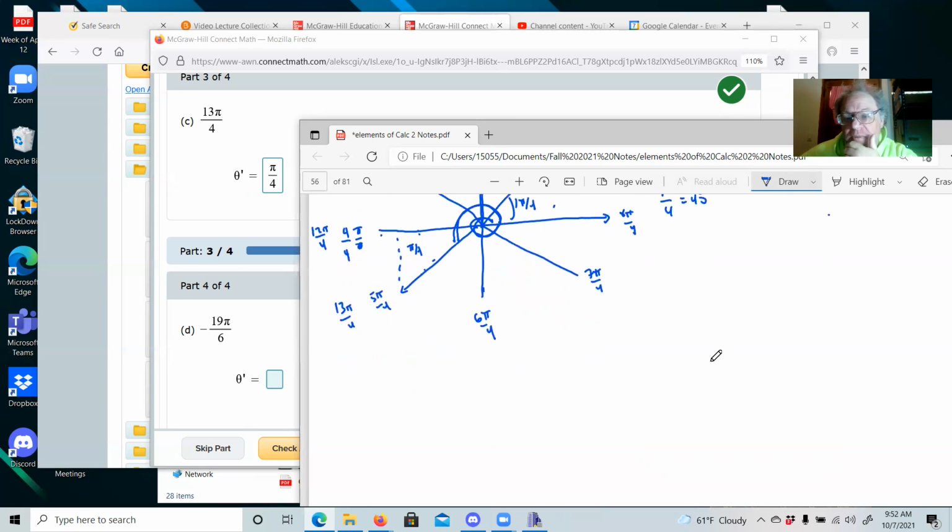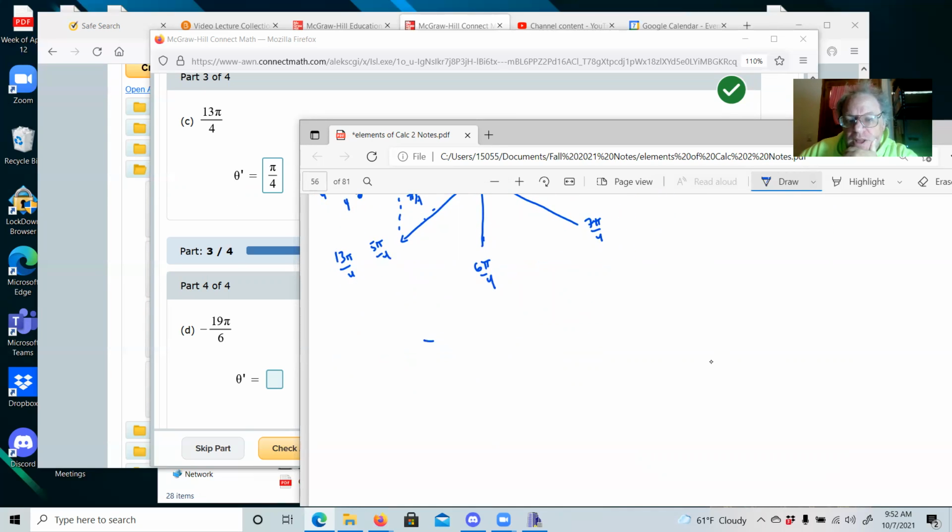Okay, I'm going to cheat with this one a little bit. We have negative 19 pi over 6. What do I know about one rotation? One rotation is 12 pi over 6. Remember doing coterminal angles? It's the same idea. So really what I want to do is take out 12 pi over 6 to see where we actually are. And I think this is going to be negative 7 pi over 6.